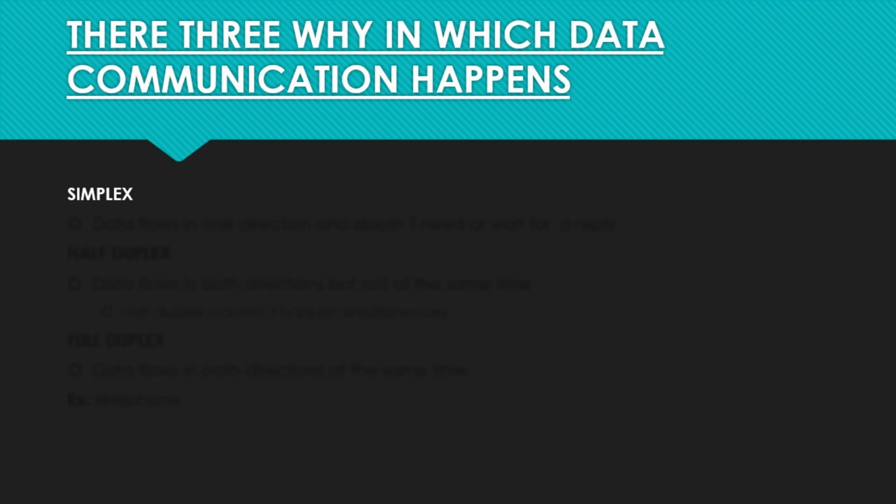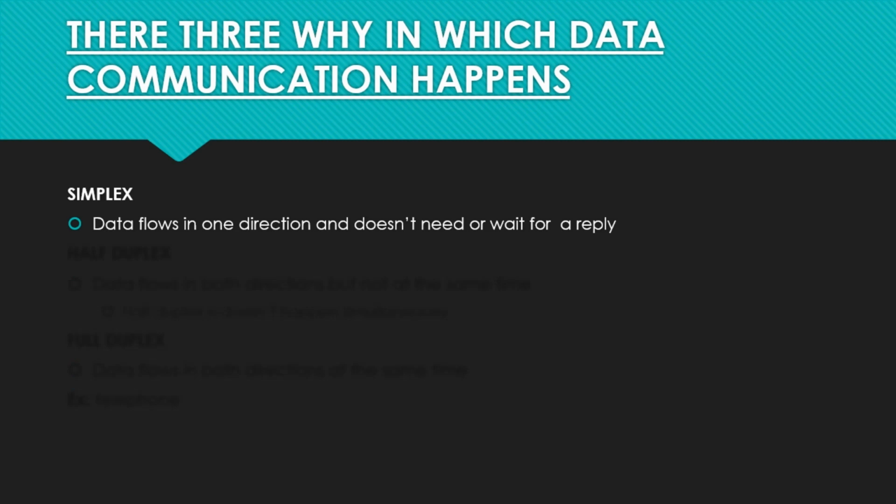So what is simplex communication? This is one way in which data communication happens. Simplex type of communication is where data flows in one direction and doesn't need to wait for a reply. A good example of such is a radio.